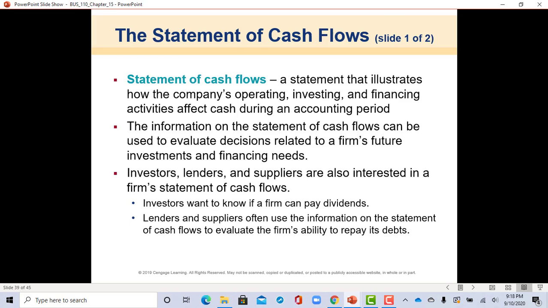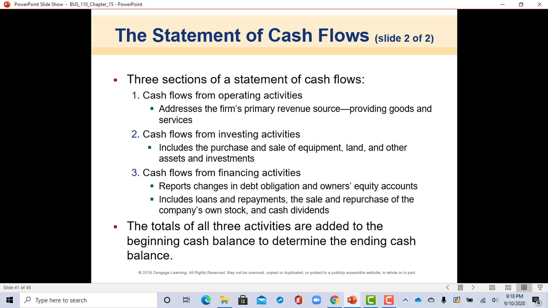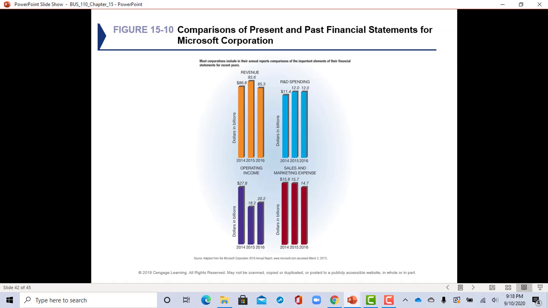The statement of cash flows identifies how well a company can manage operating, financing, and investing activities. Here's an example of a statement of cash flows. So it shows the results of past business decisions and reflects the firm's ability to pay debts and finance new growth. And here's a comparison of present and past financial statements for Microsoft Corporation.